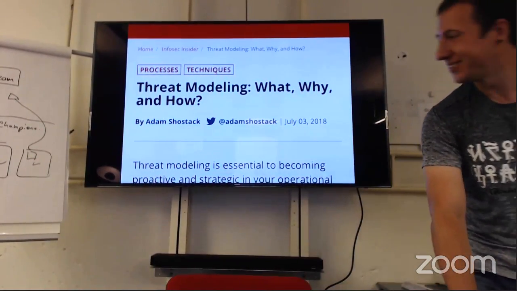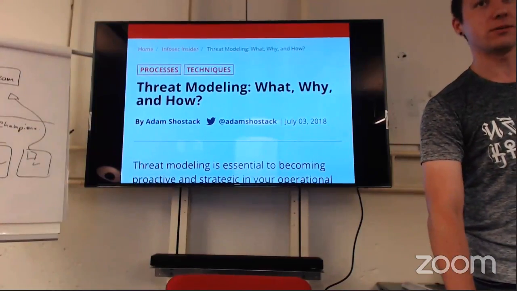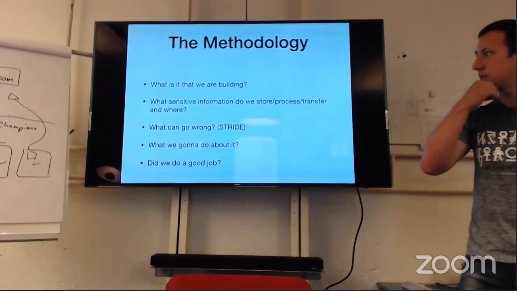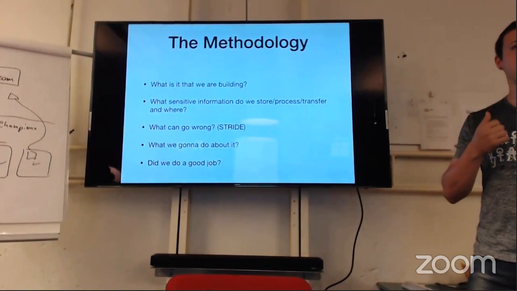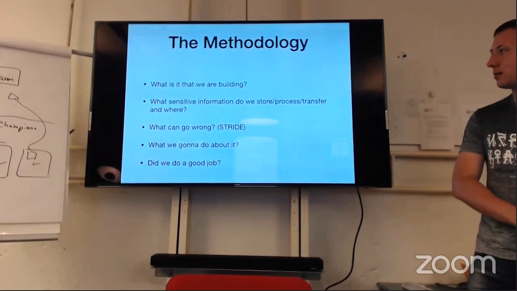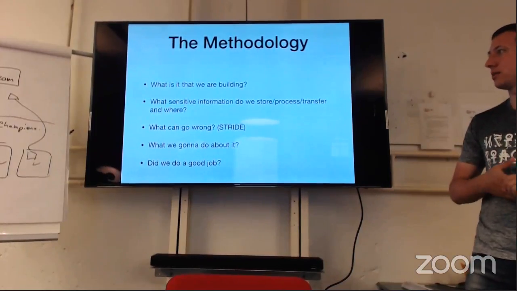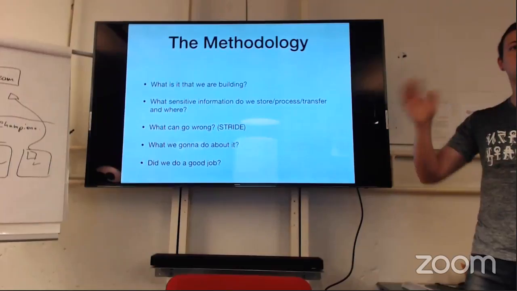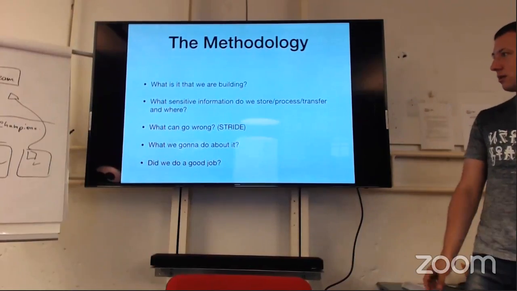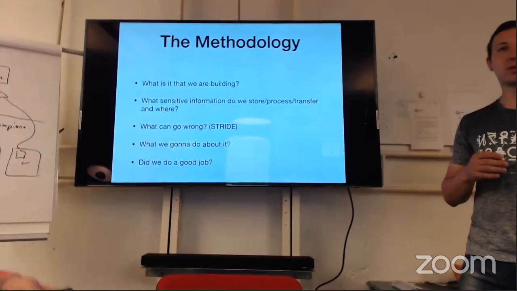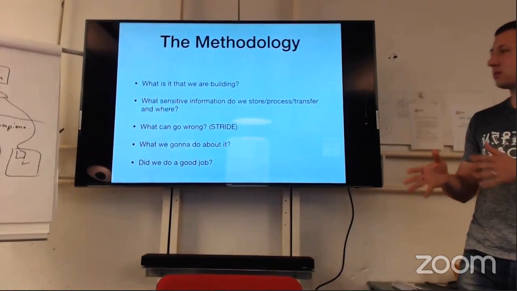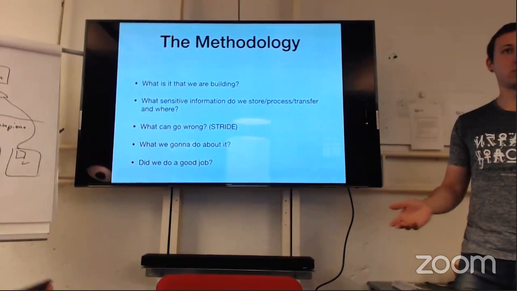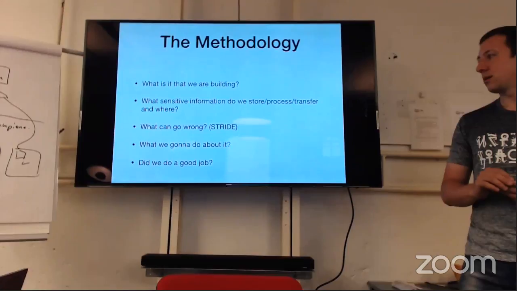So let's talk about threat modeling in general. How do we do it? The methodology itself is first to understand what we are building in technical details, and as part of it, what sensitive information we have in the product, and where we store, process, and use it, how it flows. Then we figure out what can go wrong, and that's where STRIDE kicks in. Then there is the step of what we're actually going to do about it, and the last step is self-assessment about whether we did a good job.